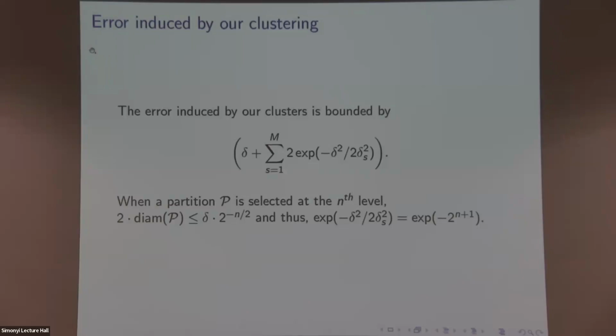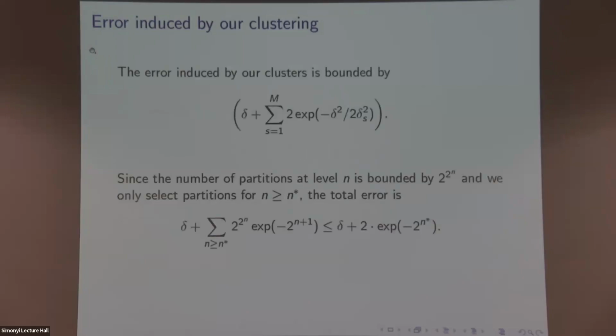Since the number of partitions at the nth level is bounded by 2 to the n, if I only select partitions for n sufficiently large, this is just arithmetic. You plug in everything and the first term dominates everything else. So the total error is delta plus 2 times e to the minus 2 to the n star. We'll set delta equal to epsilon over 2 and n star equal to log 1 over epsilon. The total error would be epsilon. This is just the error analysis.